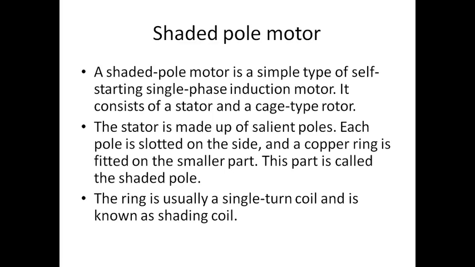Next is my shaded pole motor. This is very important in your single phase type of induction motor. It is very simple and is also called a self-starting motor. How? We'll see now. The stator is made up of salient poles, each pole is slotted on the side, and a copper ring is fitted. This is very important: a copper ring is fitted on the small part. This part is called the shaded pole. The ring is usually a single turn coil and is known as the shading coil.